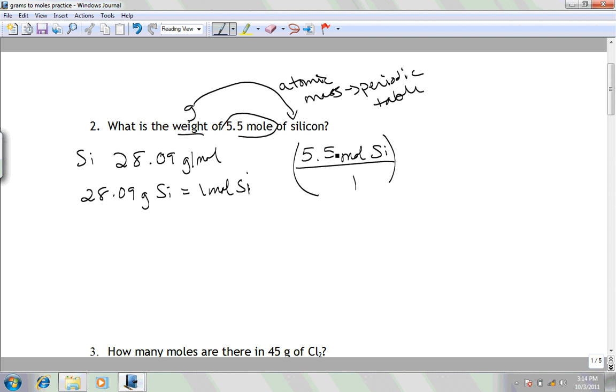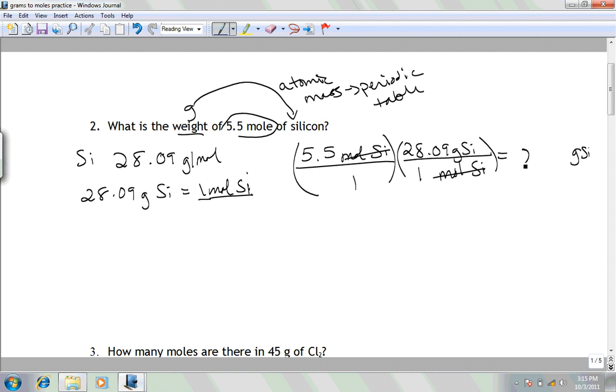All I've done is put it over 1, which means that it's the same number, it's just in a fraction form. We have moles of silicon on the top. That means I want to put moles of silicon on the bottom so it can cancel out, because anything divided by itself is going to equal 1. Okay, here's our moles of silicon. Notice the number 1 goes with it. And this is what it's equal to, so that's going to go on top. So, moles of silicon cancel, and we're left over with grams of silicon.